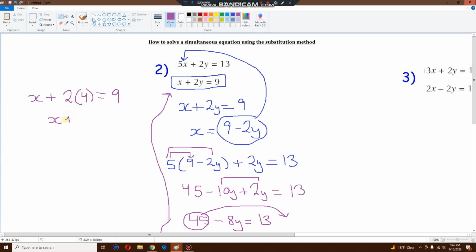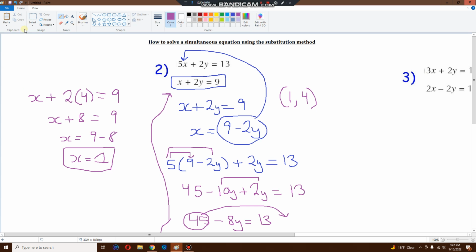x plus 8 is equal to 9. x is equal to 9 minus 8. And finally, we find out x is equal to 1. And there we go. We have found our x value, found the y value, and the answer for number 2 will be the coordinate point 1, comma 4. You see that? That's how you do it with the substitution method.